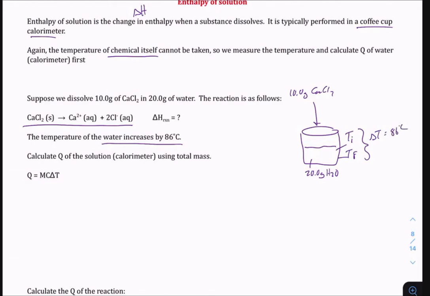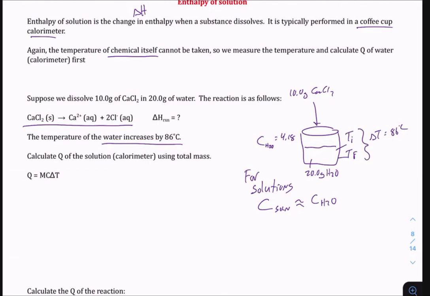Okay, and the specific heat of water, 4.18. Now, I will say in a situation like this, when we're making a solution, the C of the solution is approximate to the specific heat of the water. So if we know the specific heat of the water is 4.18, the specific heat of the solution is going to be 4.18 because the vast, vast majority of the mass of the solution is the solvent.